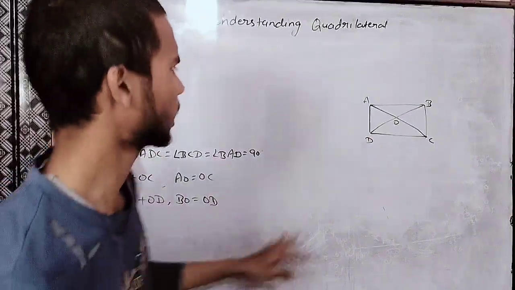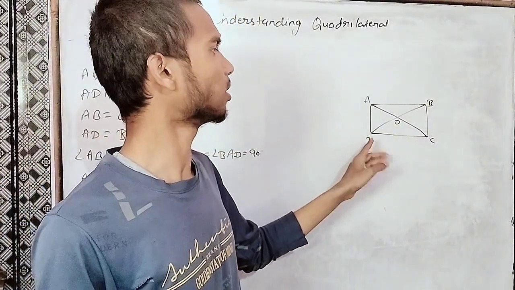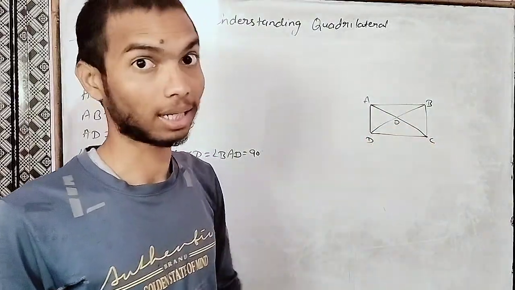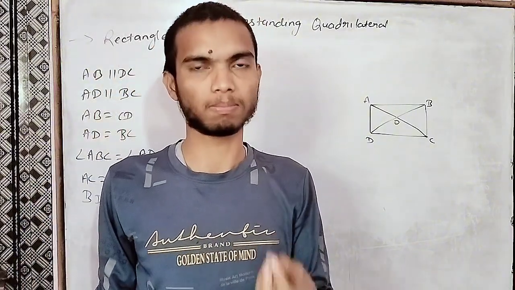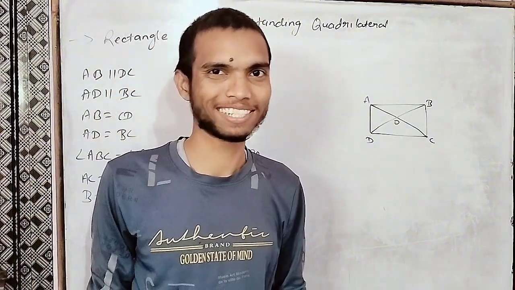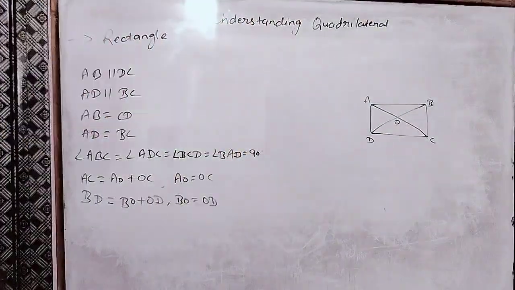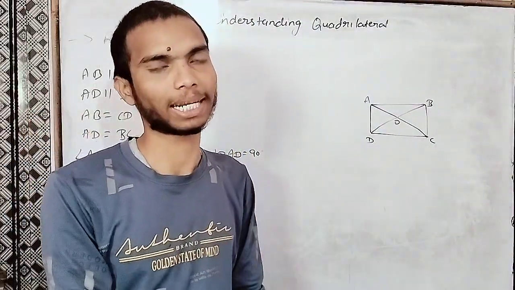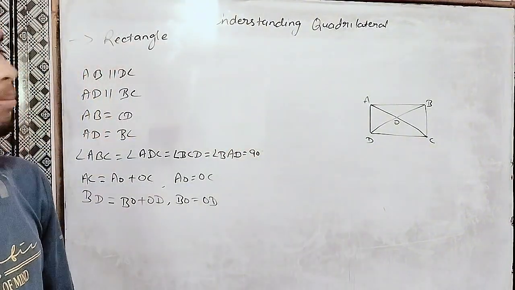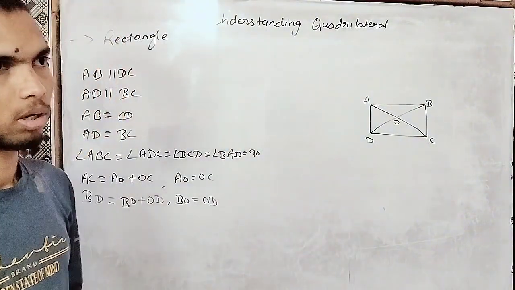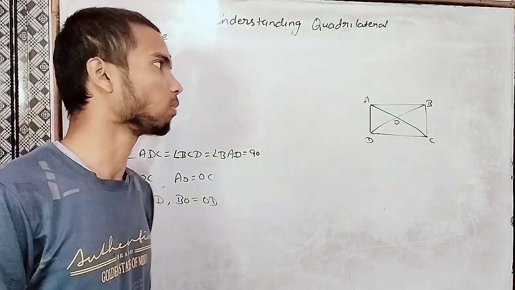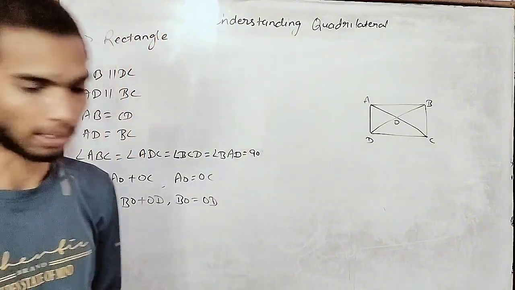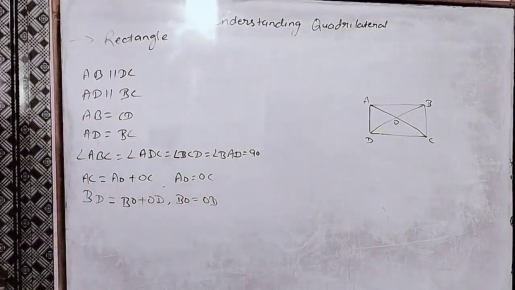I told you that each angle of a rectangle will be 90 degrees. This is the main point of a rectangle. You can say this is the main difference between a rhombus and a rectangle. A rhombus is already a parallelogram, but there is one more point: each angle of a rectangle will be 90 degrees. This is one more point to define a rectangle.